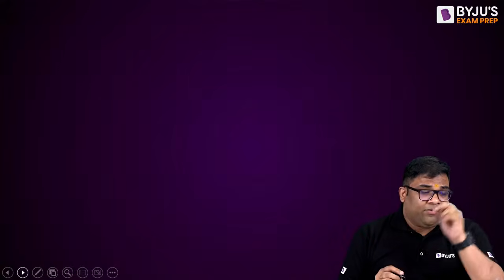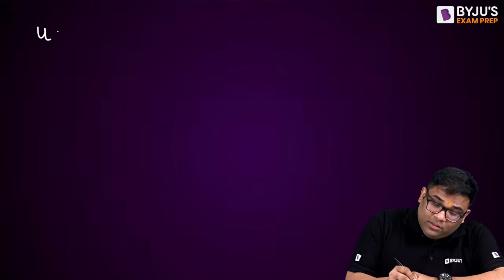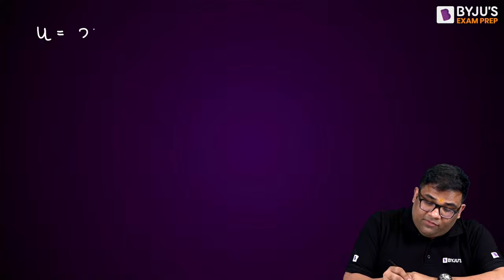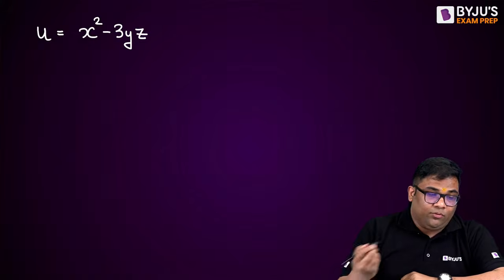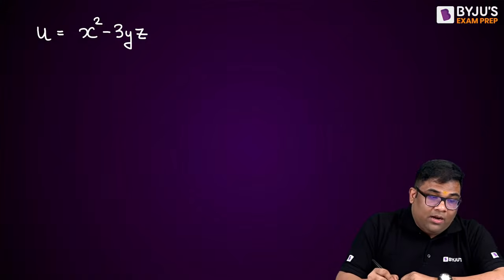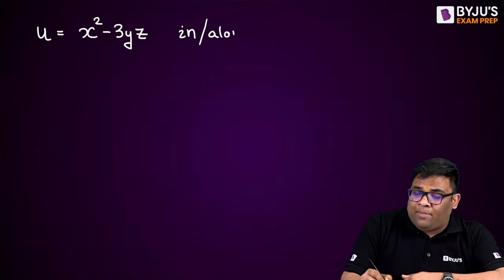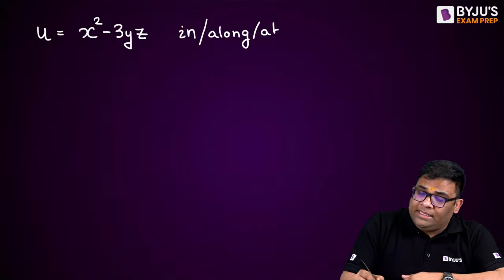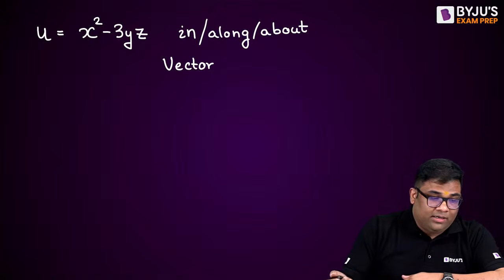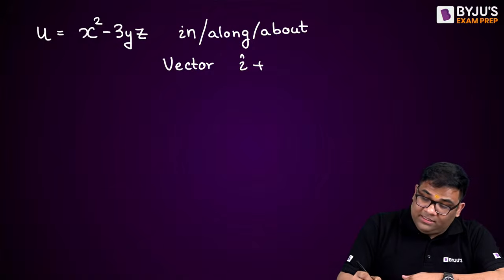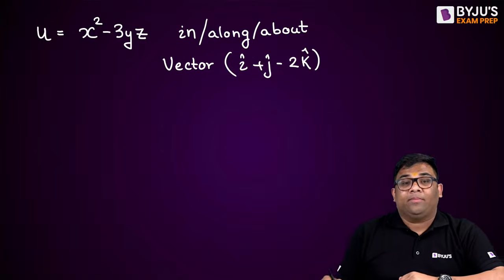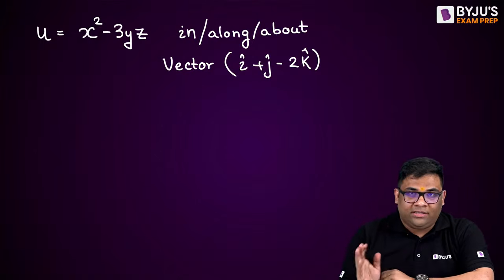Suppose the question is given: find the directional derivative of u, a scalar function. They will give a scalar function x square minus 3yz. So directional derivative of u, along the direction, either they will write in, along, about, like this they will use language, in, along, about the vector i cap plus j cap minus 2k cap. Yes, okay. Now this is certainly not a unit vector.